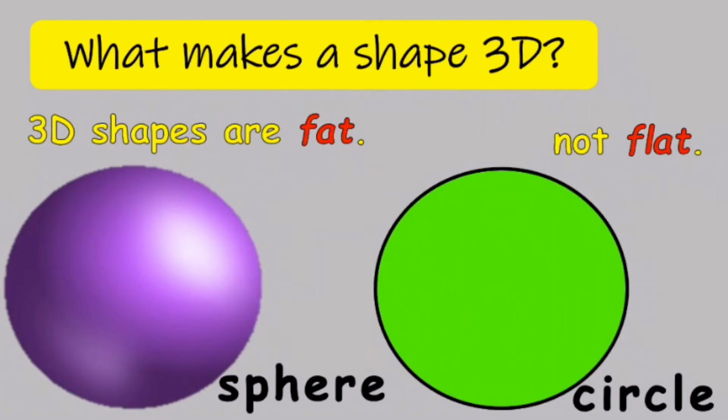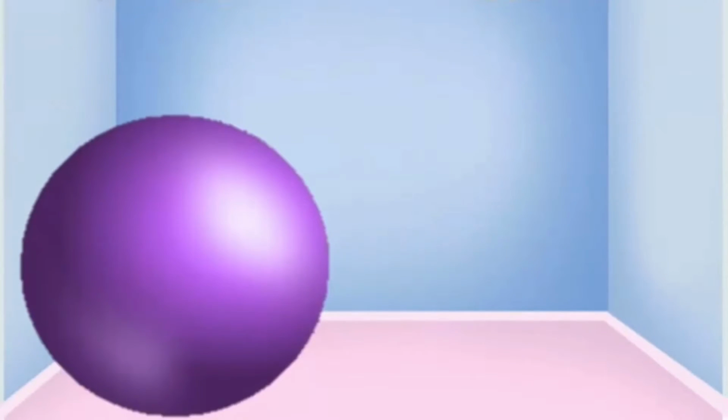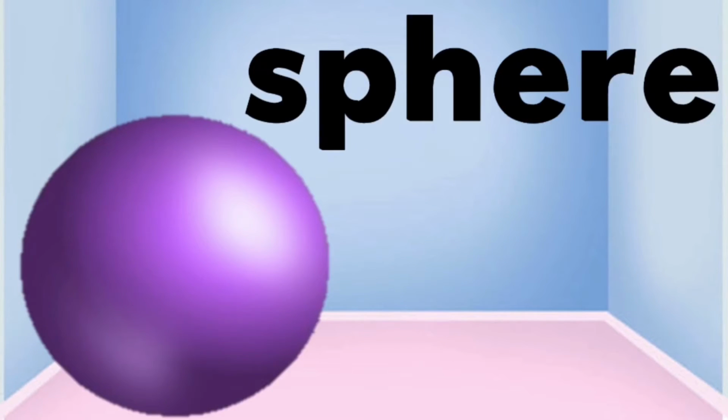From this picture, you can see the sphere, which is a 3-dimensional shape that we're about to learn, and the circle. The circle is flat while the sphere is a 3-dimensional shape. So let's learn all these 3-dimensional shapes. Ready? The first 3-dimensional shape we're going to learn is the sphere, the one that we mentioned a while ago.